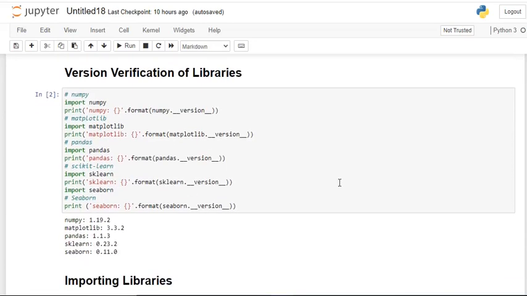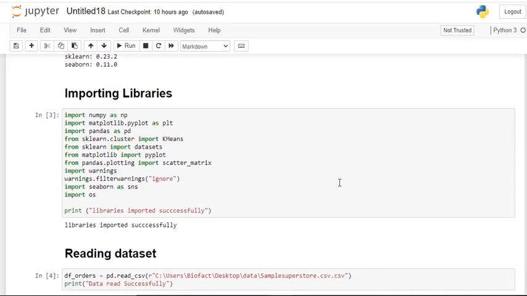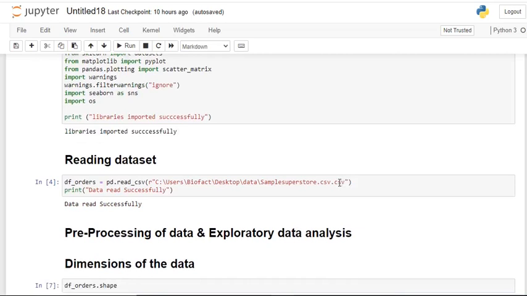Version verification is as usual, then importing of libraries: NumPy as np, Matplotlib, Pandas, sklearn, and warnings. Warnings is to ignore some warnings given by the notebook while performing the task. All these things are very important to perform this task. Matplotlib is for visualization of the data, Pandas is to read the data set, and NumPy is to form arrays. Every library has its importance, and that will be helpful to perform exploratory data analysis.